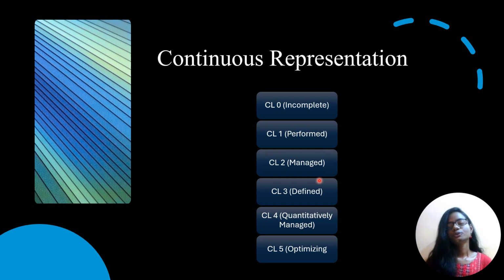And the next is CL2, that is managed. That is CL1 and the process will be managed. That is what takes place in CL2. In CL3, it is CL2 and the process is derived from a standard process. So standardization, setting rules, those things will be done in CL3. CL4 is quantitatively managed. Here it is CL3 and the process is under statistical control. And then CL5 is optimizing. Here it is CL4 and the process is continuously improved using data from statistical and quantitative control.